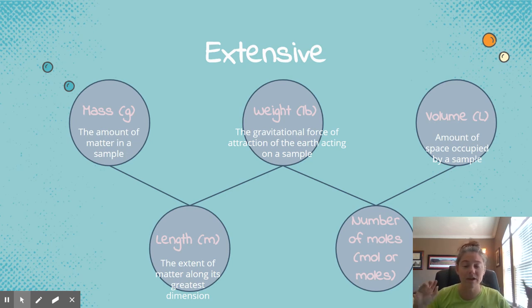The length of 5 grams of ice is going to be very different than the length of 500 grams of ice. The number of particles in my saltwater solution would be very different between a small sample in a glass compared to the ocean.